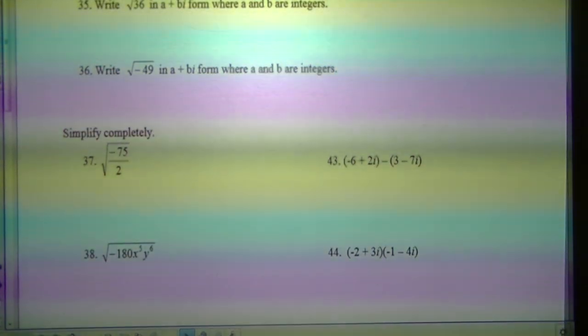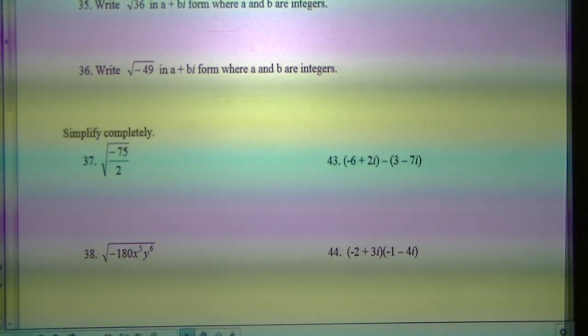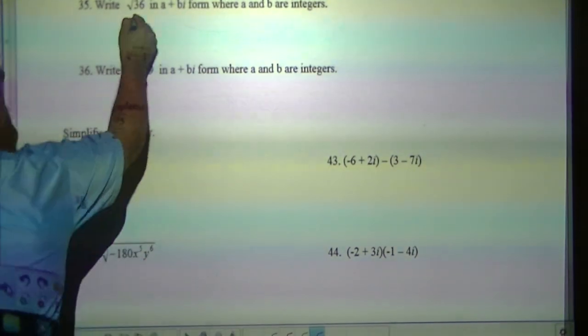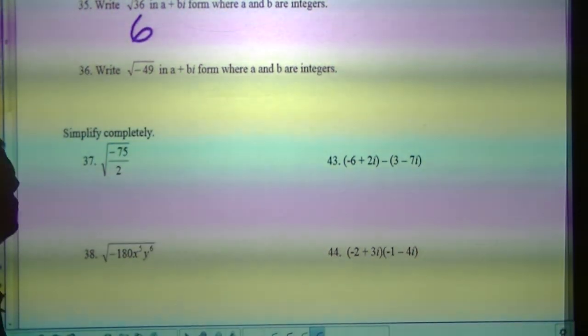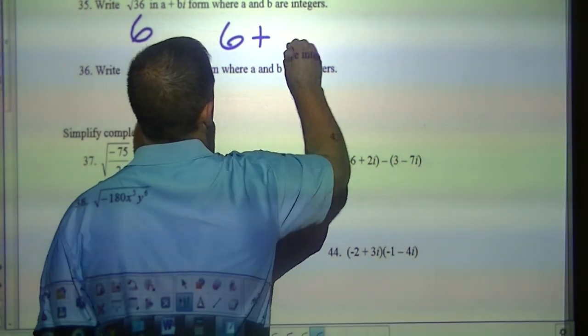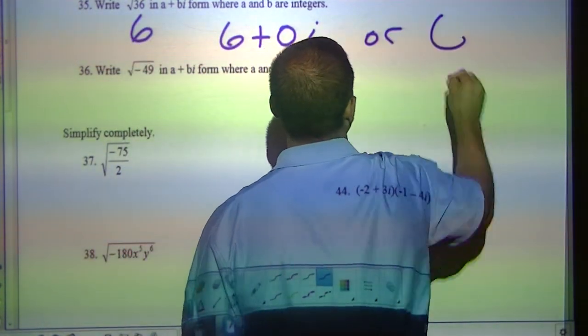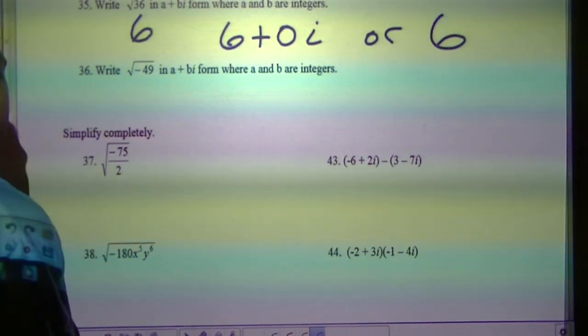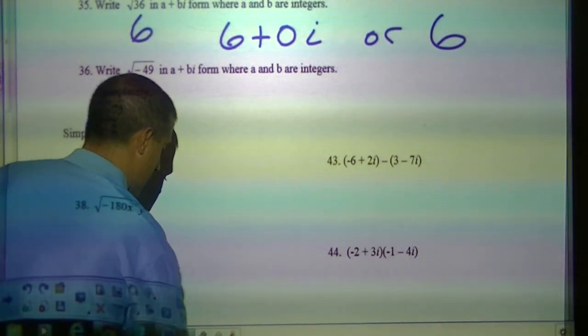Okay. Write square root of 36 in a plus bi form. Okay. All right. So square root of 36 is 6. Okay, so you can write that as 6 plus 0i or just 6. Okay, complex numbers have 2 parts, a real part and an imaginary part. Okay, here we go with this.